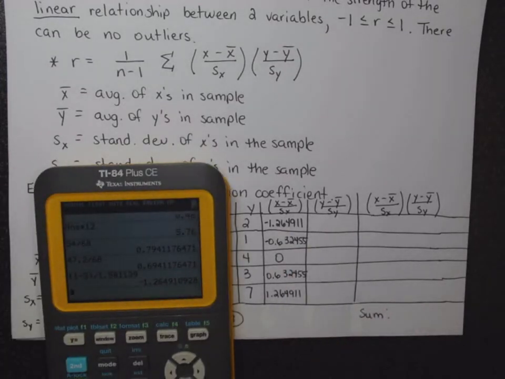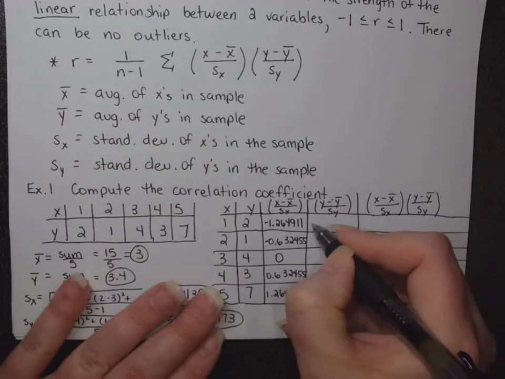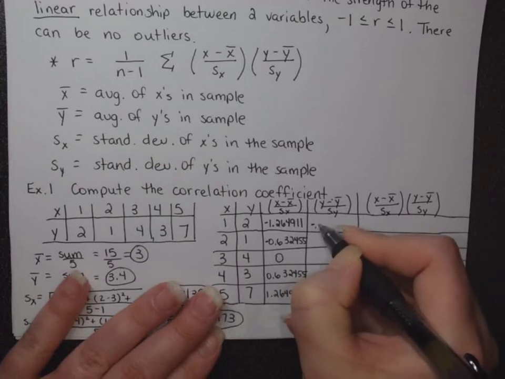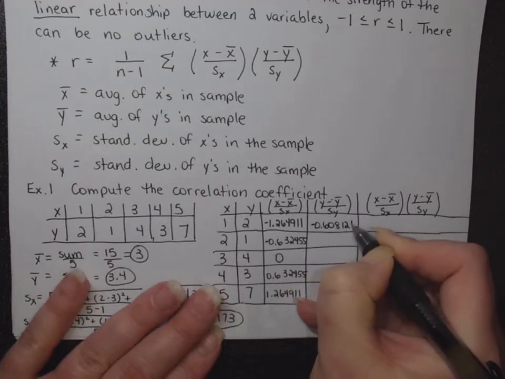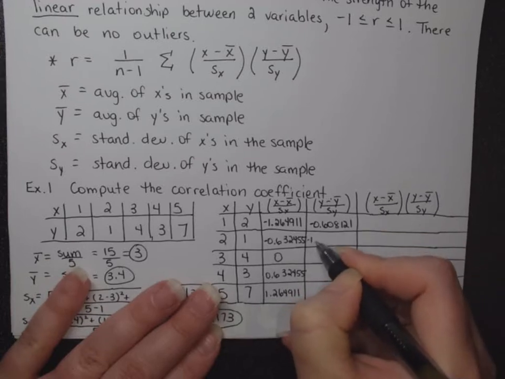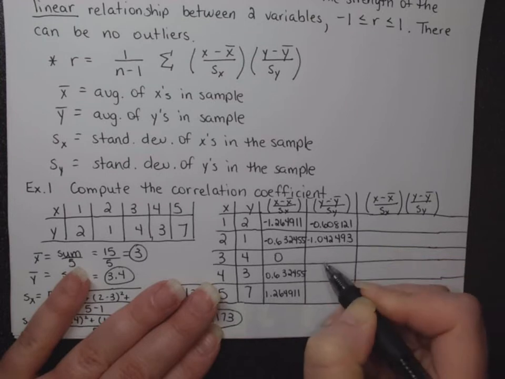So it's first Y value, which is 2, minus the average of the Y's, which is 3.4, and then divided by the standard deviation of those Y's, which was 2.302173. And you're going to do the same thing. So negative 0.6082121. So the point of this table is kind of like the tables have been in the past. It's just purely organizational.